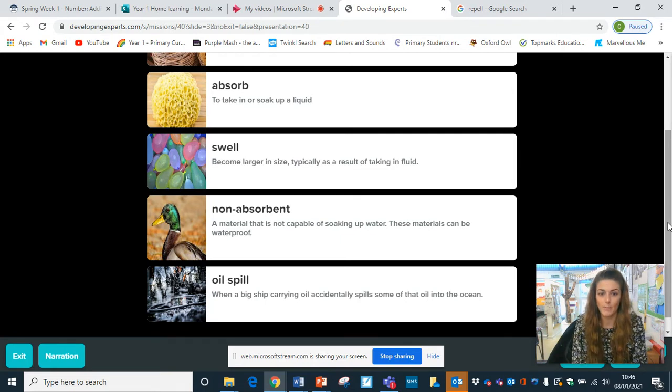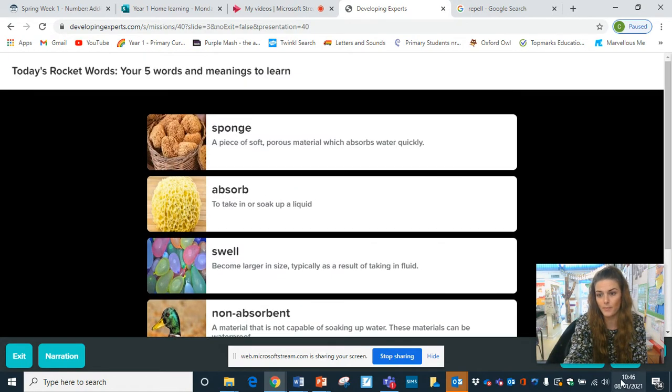And these materials can be what we call waterproof. And then oil spill is when a big ship carrying oil accidentally spills some of that oil into the ocean, which you may hear about sometimes on the news.